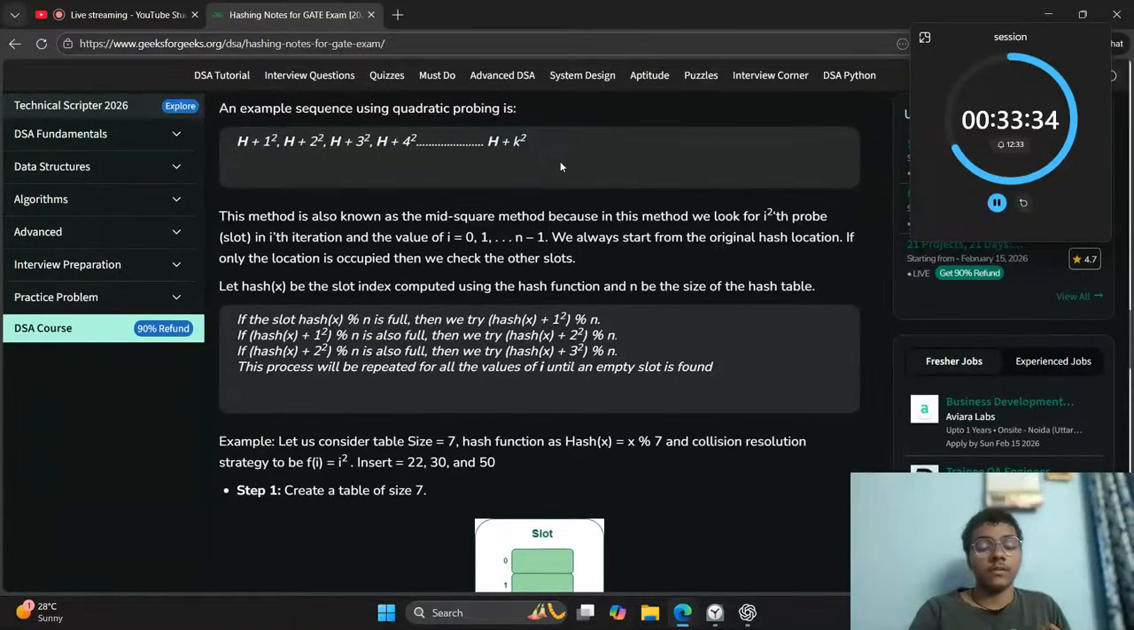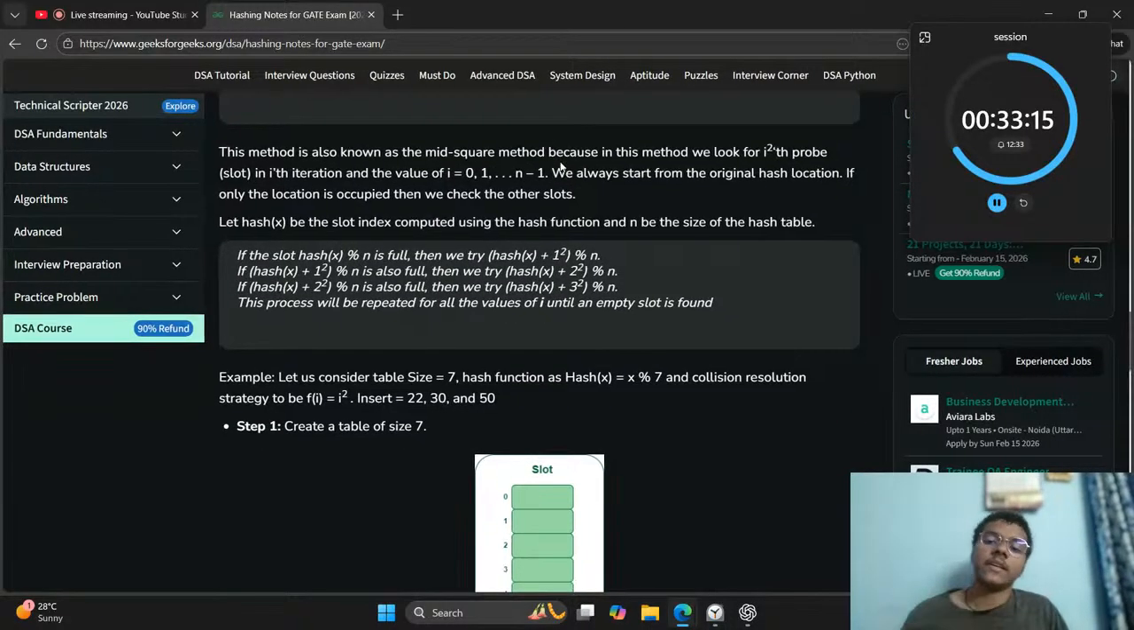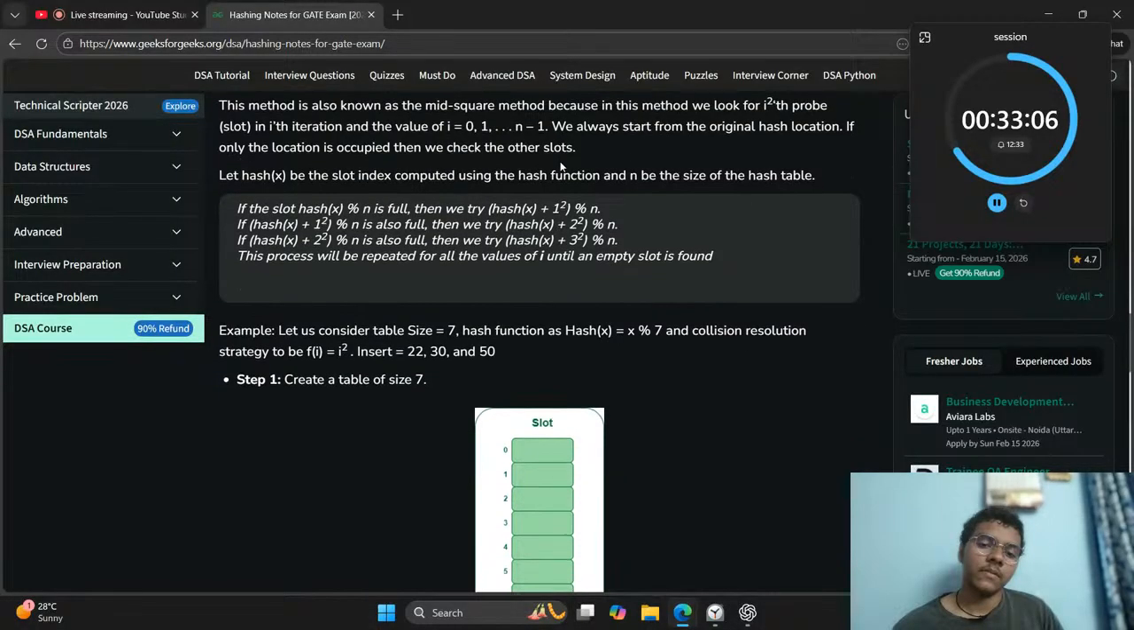This method is also known as the mid-square method because it looks for the ith probe slot in the ith iteration, and the value always starts from the original hash function. Let hash x be the slot index computed using the hash function and n be the size of the hash table. If the slot hash x is full, then we try hash x plus 1 squared. That makes sense.